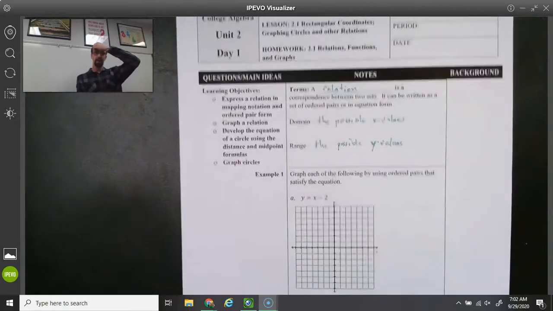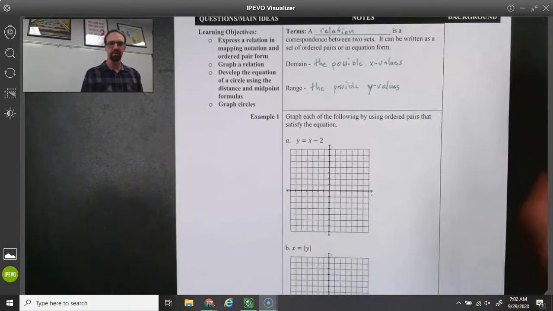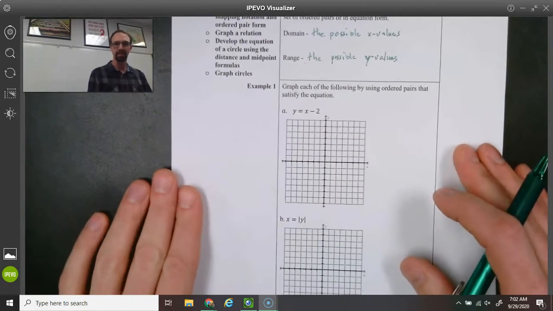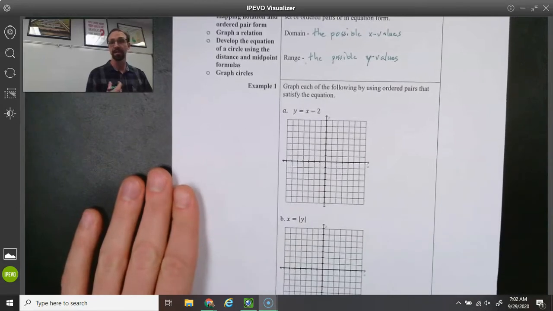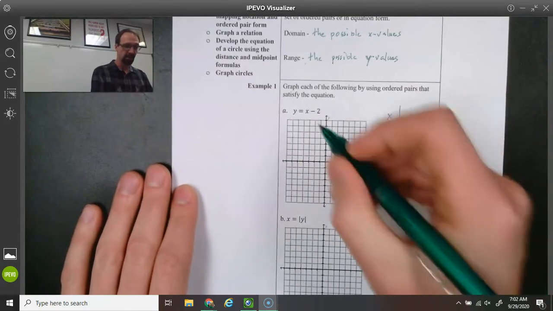So for here, let's jump into example 1. Graph each of the following by using ordered pairs to satisfy the equation. So this is actually going back to some different methods than you're used to. Even though this is written in slope-intercept form, we're actually just going to plug in some values for x because it's written in terms of y.